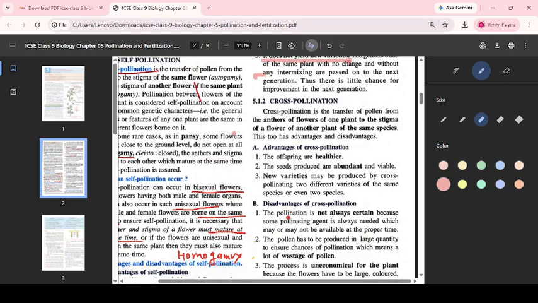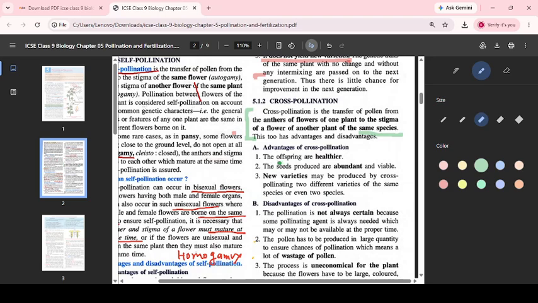Definition is one thing you have to prepare nicely. The process of transfer of pollen grains from the anther of a flower of one plant to the stigma of the flower of another plant of the same species. The same species is very important, because if it is a different species, pollination will not occur. Now, what are the advantages of cross-pollination? The drawbacks of self-pollination become the advantages of cross-pollination.